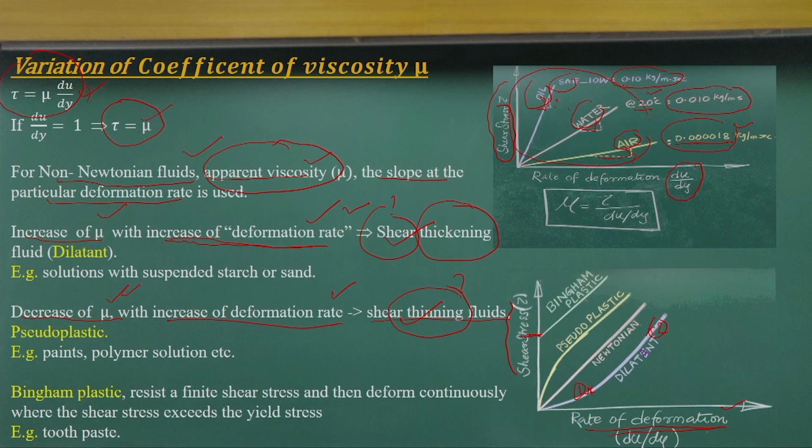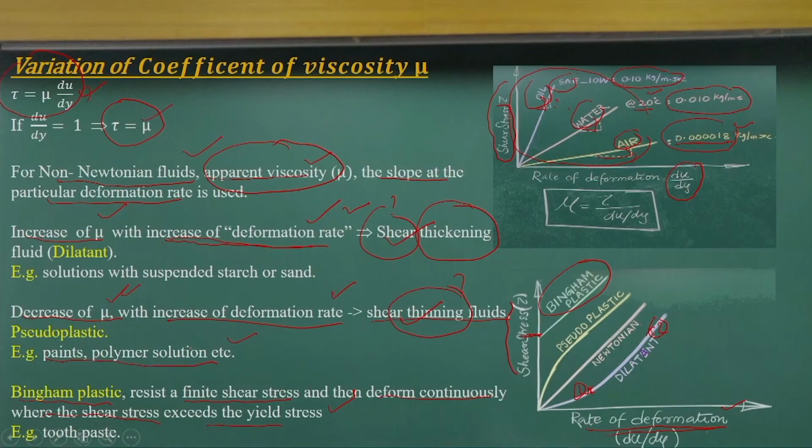After that you will have the shear stress and the rate of deformations. This is what we talk about as Bingham plastics, which resist a finite shear stress and deform continuously when the shear stress exceeds this yield stress. That is the behavior you see with toothpaste flow mechanisms.